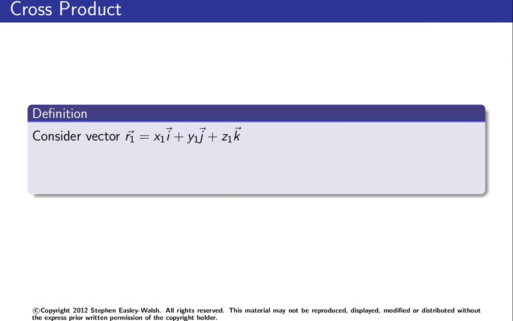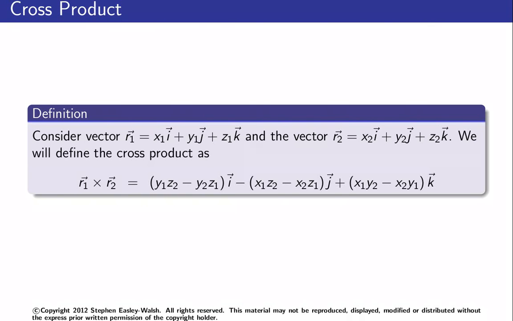So the cross product, what is the cross product? Well, if you recall from the last lesson, we talked about the dot product, which takes two vectors and gives you back a scalar. So now we're going to look at the cross product, which again takes two vectors, x1, y1, z1, ijk, and x2, y2, z2, ijk, and it gives you back a vector according to the following rule. R1 cross R2 equals (y1 z2 minus y2 z1) i minus (x1 z2 minus x2 z1) j plus (x1 y2 minus x2 y1) k.